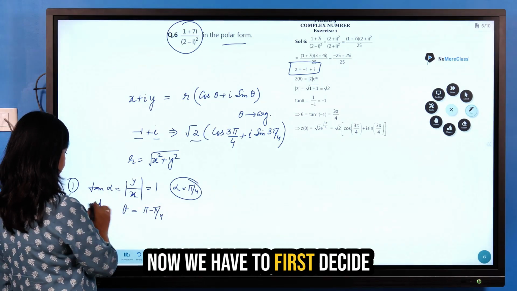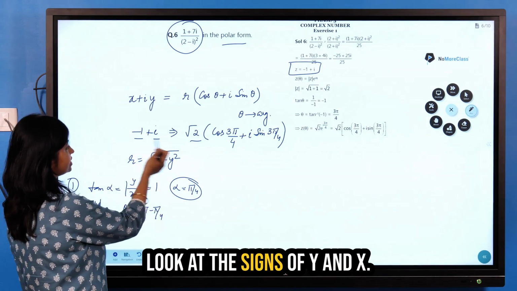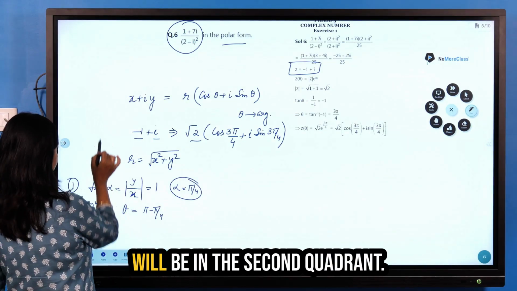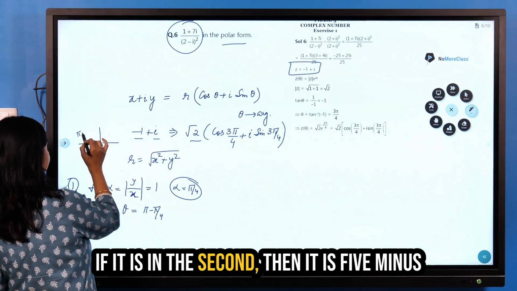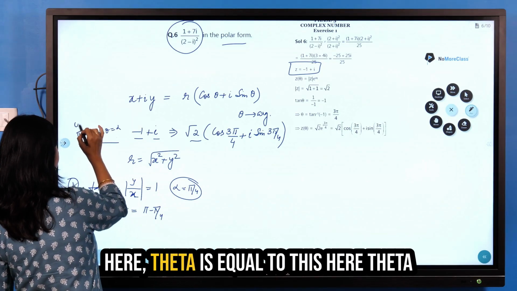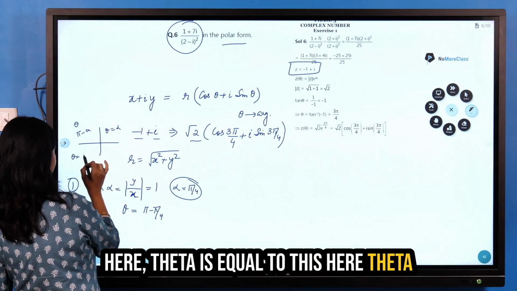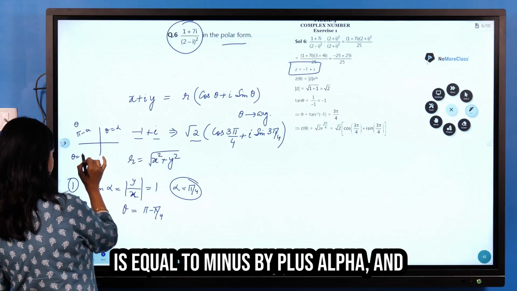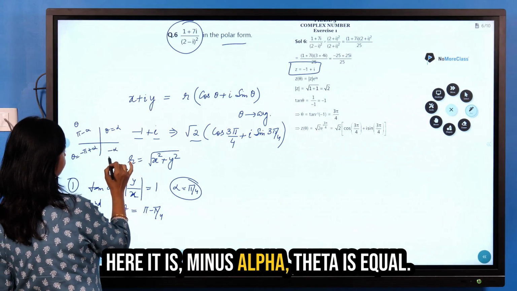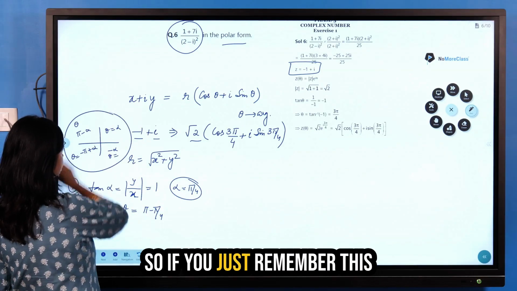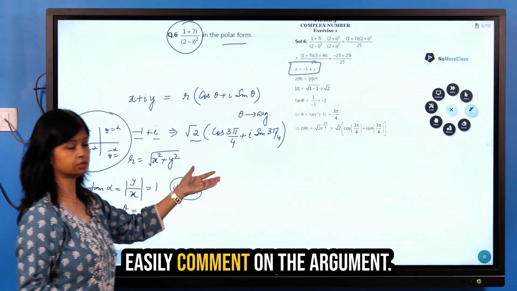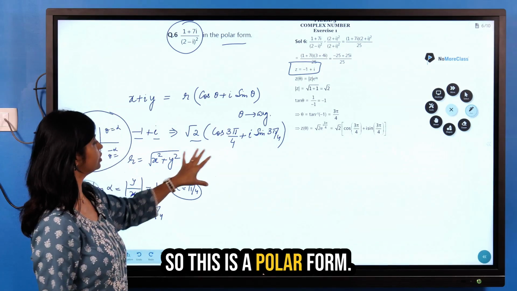Now we have to first decide which quadrant it is. Just look at the signs of y and x. Y is positive, x is negative, so it will be in the second quadrant. If it is in the second, then theta is pi minus alpha. In the first quadrant, theta is equal to alpha. In the third, theta is equal to minus pi plus alpha, and in the fourth it is minus alpha. If we just remember this table and this concept, we can easily find the argument. So this is our polar form.